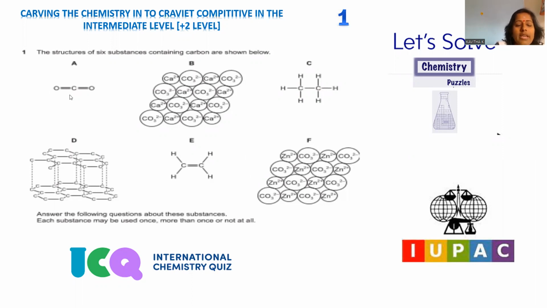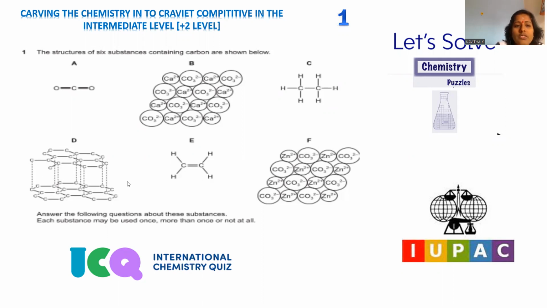Compound A is carbon dioxide, and compound B is calcium carbonate. Compound C is ethane, with 2 carbons and 6 hydrogens. D is the hexagonal layered arrangement, graphite. It is an allotrope of carbon. And E is the unsaturated hydrocarbon, where you can find a carbon-carbon double bond, an alkene, that is ethene. F is zinc carbonate. So these 6 compounds are provided, all containing carbon.